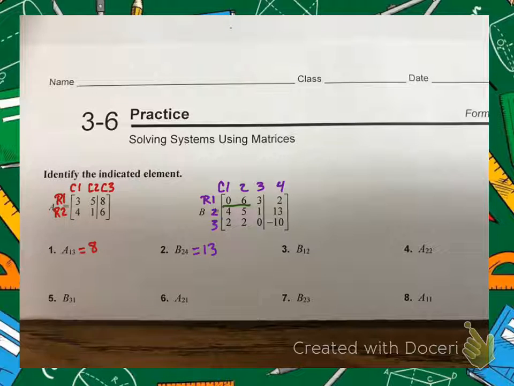Okay, B12 is row 1, column 2, which is 6. A22 is row 2, column 2 in matrix A, which is 1. For number 5, B31 is 2. For 6, A21 is 4. Number 7, B23 is 1, and A11 is 3.